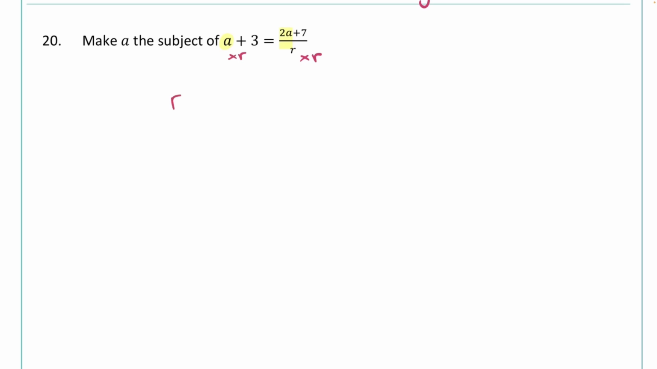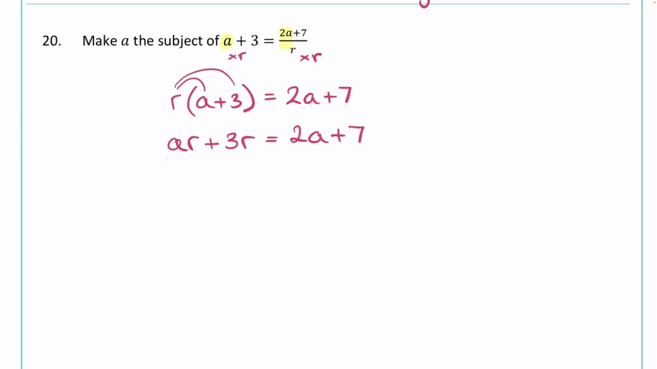So when we do that, we get R lots of A plus 3, and that's equal now to 2A plus 7. You can expand that out straight away if you're confident with these. I'm going to expand it out, so AR plus 3R equals 2A plus 7. I now want the A's on the same side, so I'm going to minus 2A from both sides. And if you're confident doing this in one step, you could also minus the 3R at the same time.